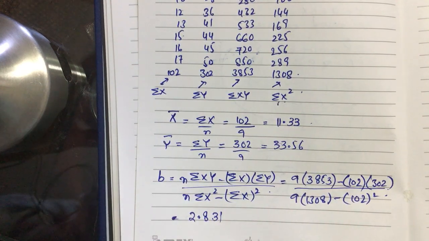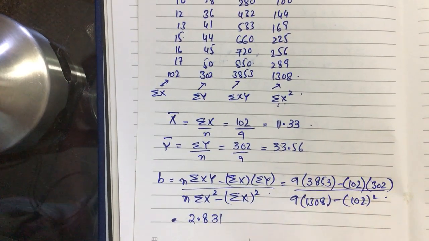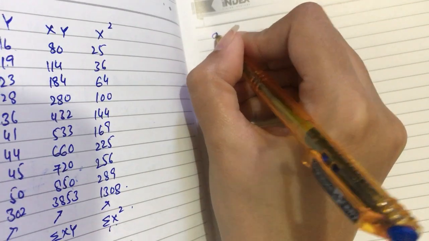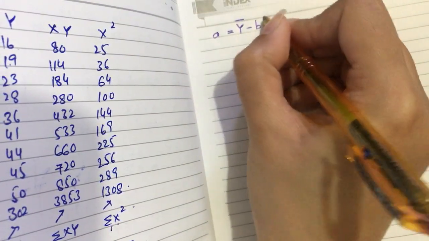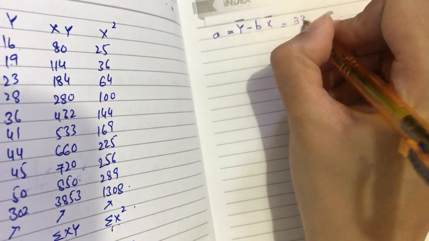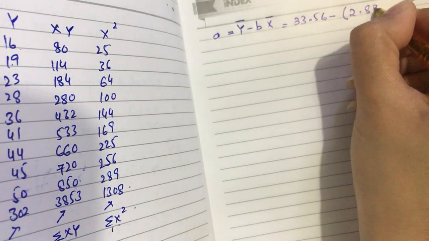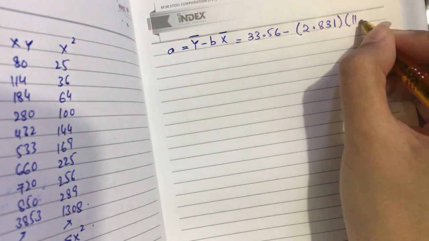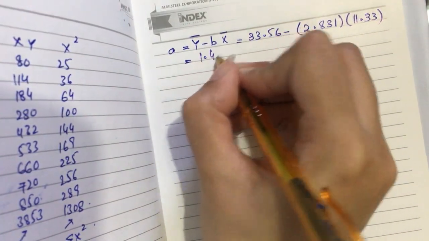So the value of b here is 2.831. And further, now I'm going to find the value of a. So a equals y bar minus b x bar. So that is 33.56 minus 2.831 into 11.33. So that is 1.47.